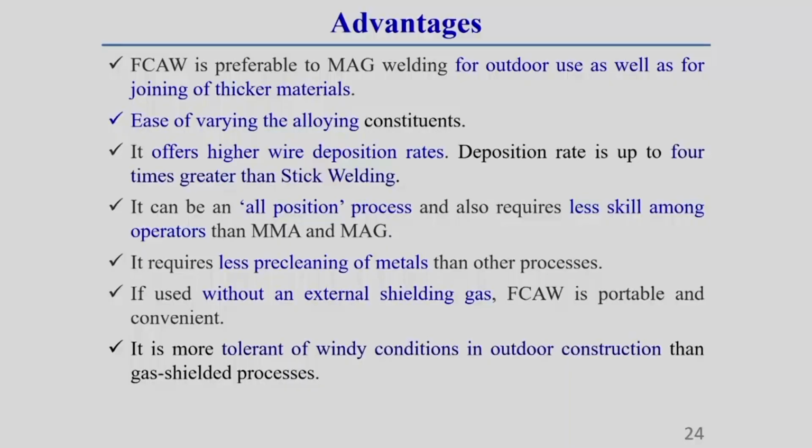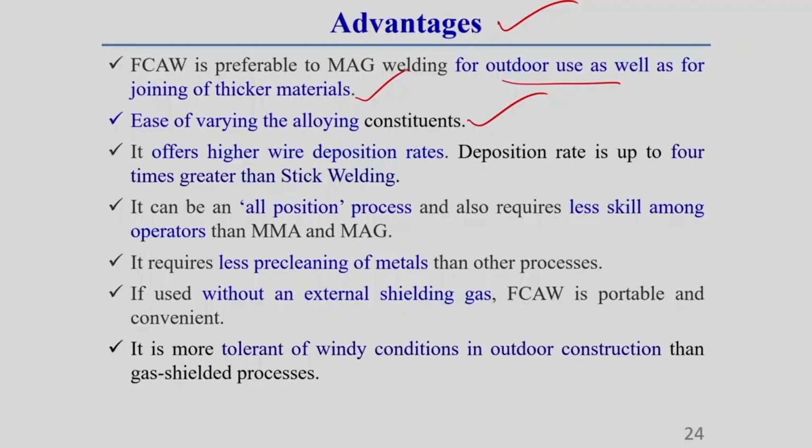Now we will discuss the advantages of this welding process. It is preferable to the MAG welding process for outdoor use as well as for joining thicker material, because we are using a slag type of medium. That is why this welding process can be used in windy conditions. It offers ease of varying the alloying constituents and a higher welding deposition rate, and it can be used in all positions. It requires less pre-cleaning of metal than other processes, and if you use it without an external shielding gas, flux core arc welding is portable and very convenient.